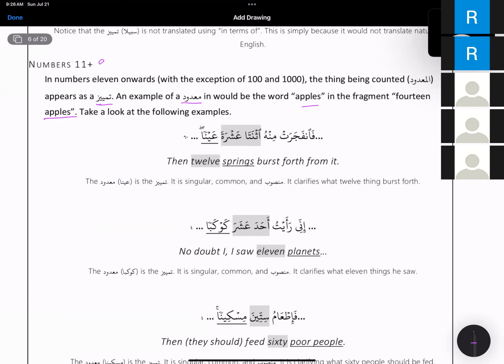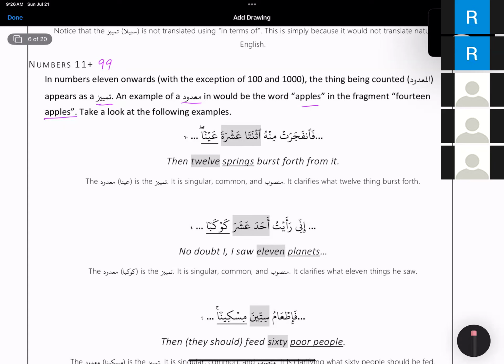So they need tamyiz after them. So look at the example. Fanfajarat. What does that mean, fanfajarat? What are the root letters? Fajara. Fajara, and it's form 7. Very good. So this is burst out, spring, in kasra. Gush out. Okay, gush out. So fanfajarat minhu, so gush out from it.